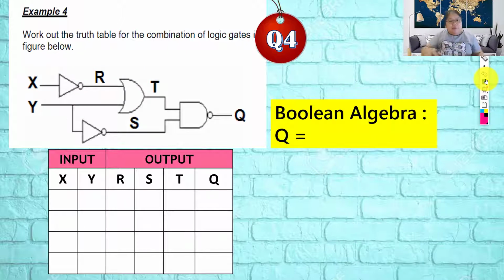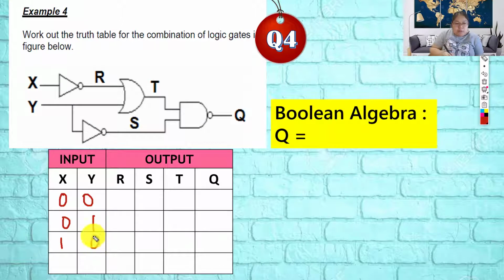Okay, question number 4. They ask about Boolean algebra. This question never provides the input, so you need to write it yourself. The input is how many? I already told you to memorize it. So you need to put 0, 0, 0, 1, 1, 0, 1, 1.